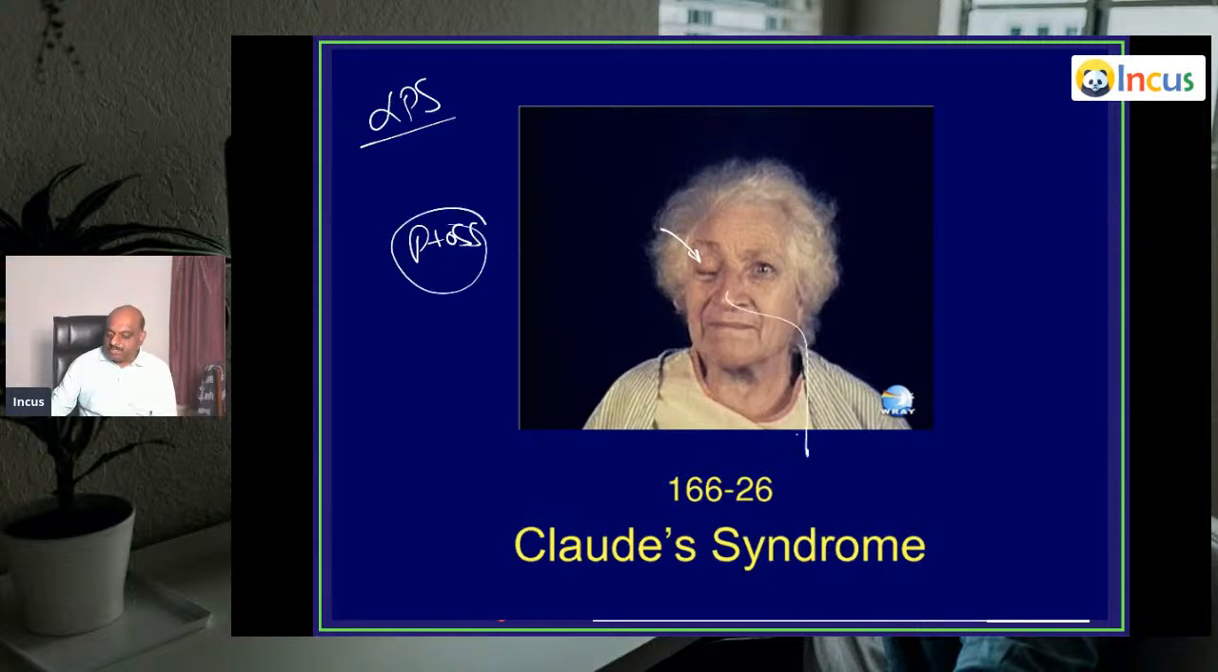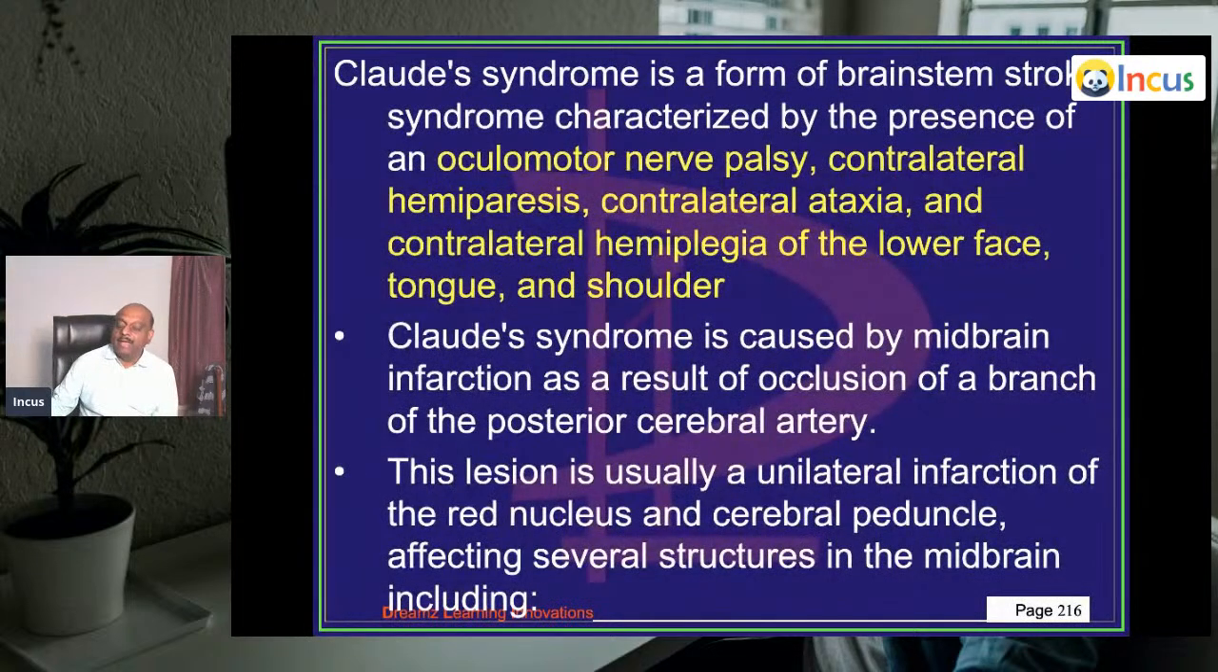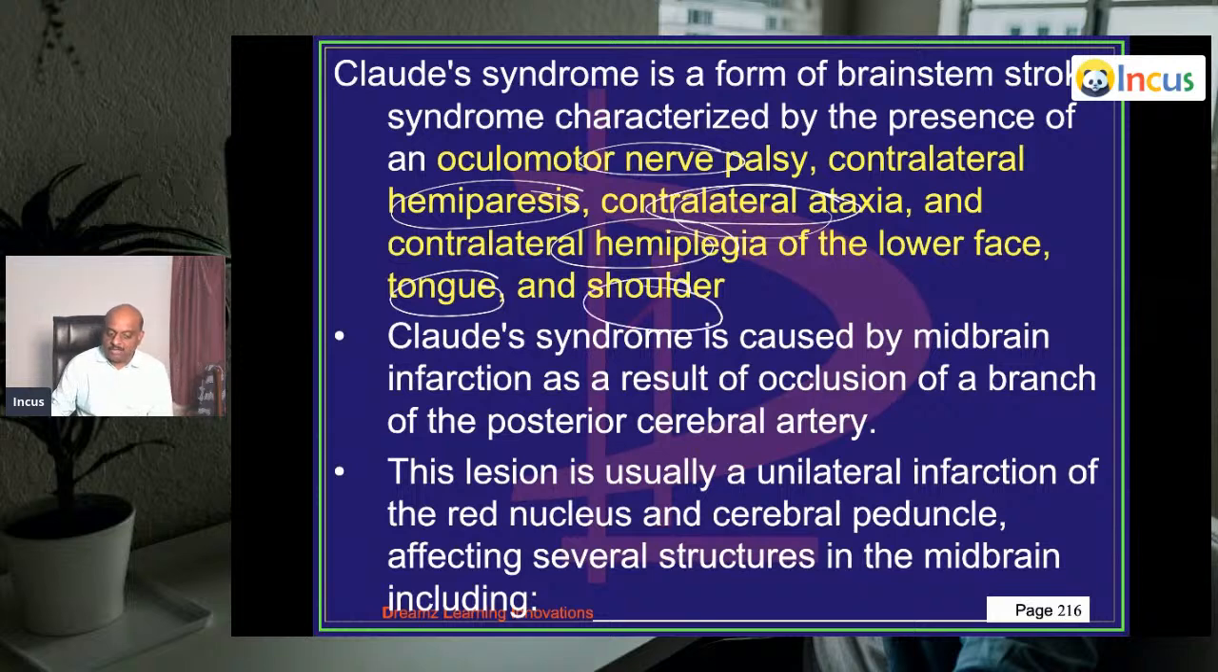And on the opposite side, contralaterally, you are having ataxia. So oculomotor nerve palsy, contralateral hemiparesis, contralateral ataxia, contralateral hemiplegia of the lower face, tongue and shoulder, that constitutes Claude's syndrome. And what is the cause of Claude's syndrome, doc? Midbrain and the branch of the posterior cerebral artery occlusion lead to midbrain infarction leading to Claude's.